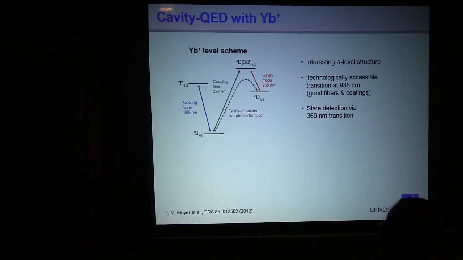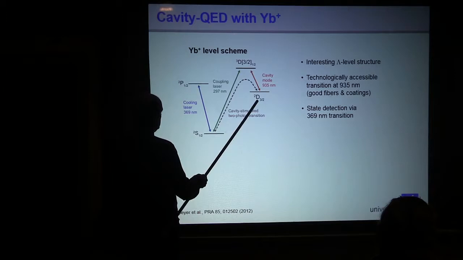All right, so this is a level scheme you've seen before. That's the calcium plus level scheme. And here's the strong S-P transition that we use for detection and manipulation. And our cavity now runs on this transition up here, from these D3/2 states to this state here at 935 nanometers.